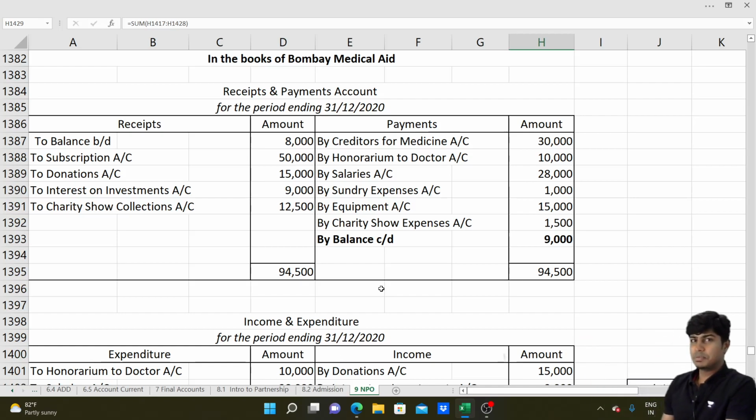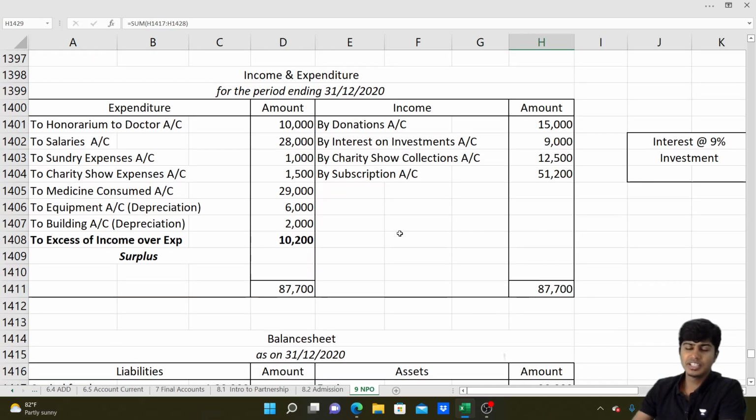So this is receipts and payment. Done. Here I go. Next, income and expenditure account. Done with income and expense. You can take a screenshot by pausing it. If you want this file, do ping me. I can share this file with you all.